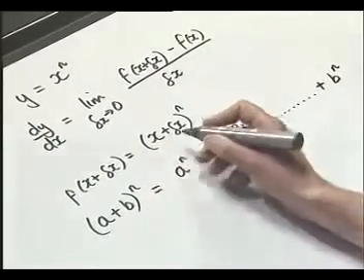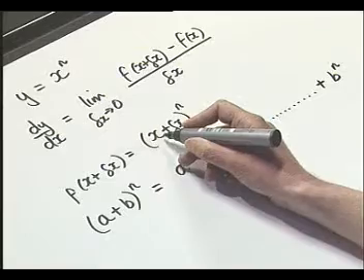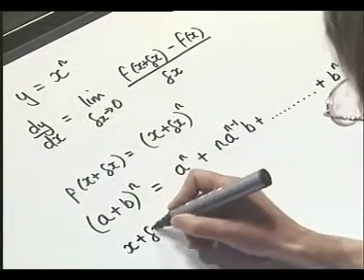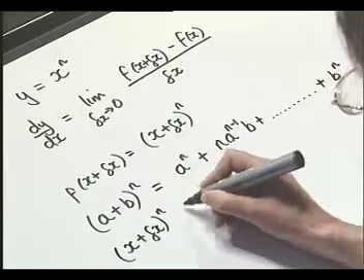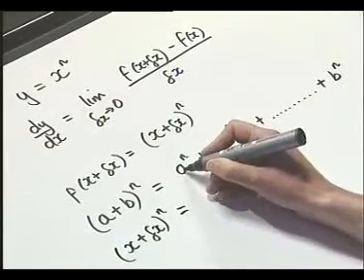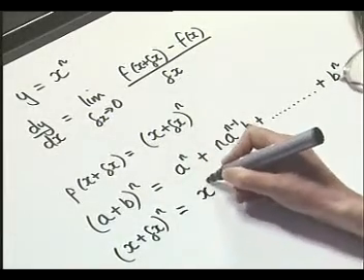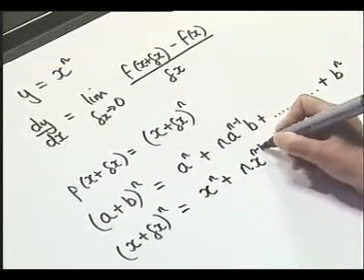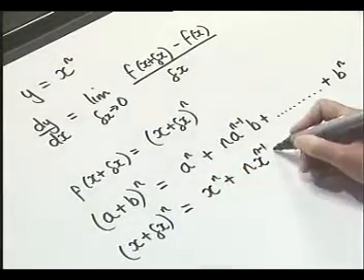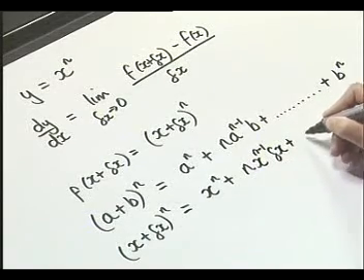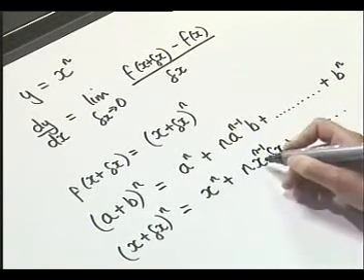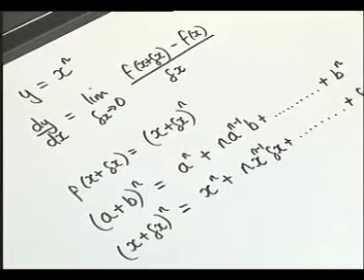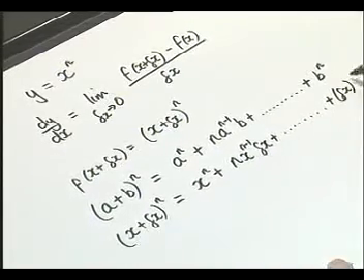Well, now let's look at what we've got. Instead of our a, we've got x, and instead of the b, we've got delta x. So we've got x plus delta x to the power n. So our a, we've got x to the power n plus n x to the power n minus 1, and our b is delta x plus, and again all these terms which will be in terms of x and delta x up to our last term, which is delta x to the power n.